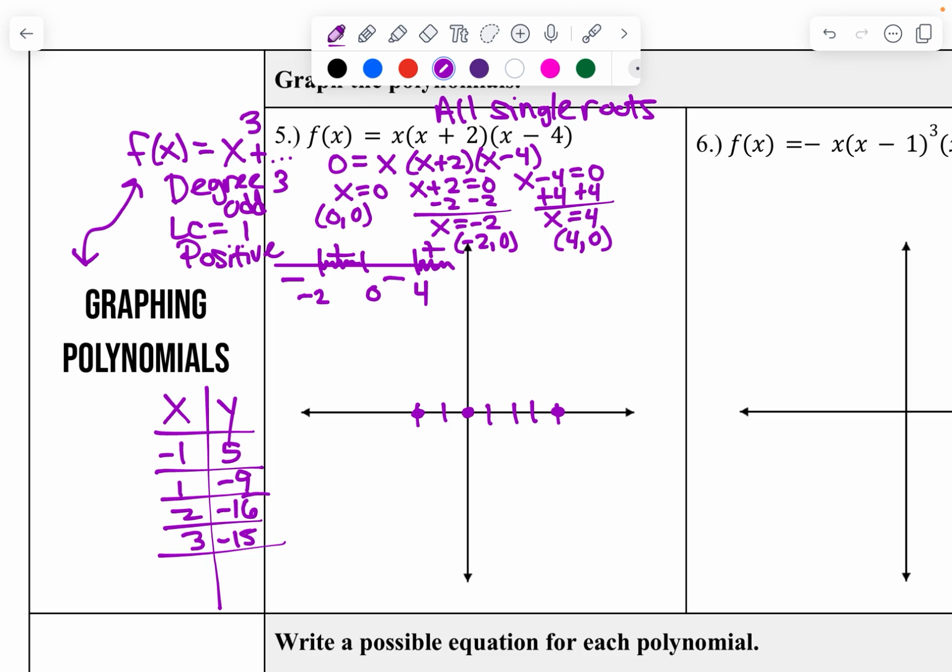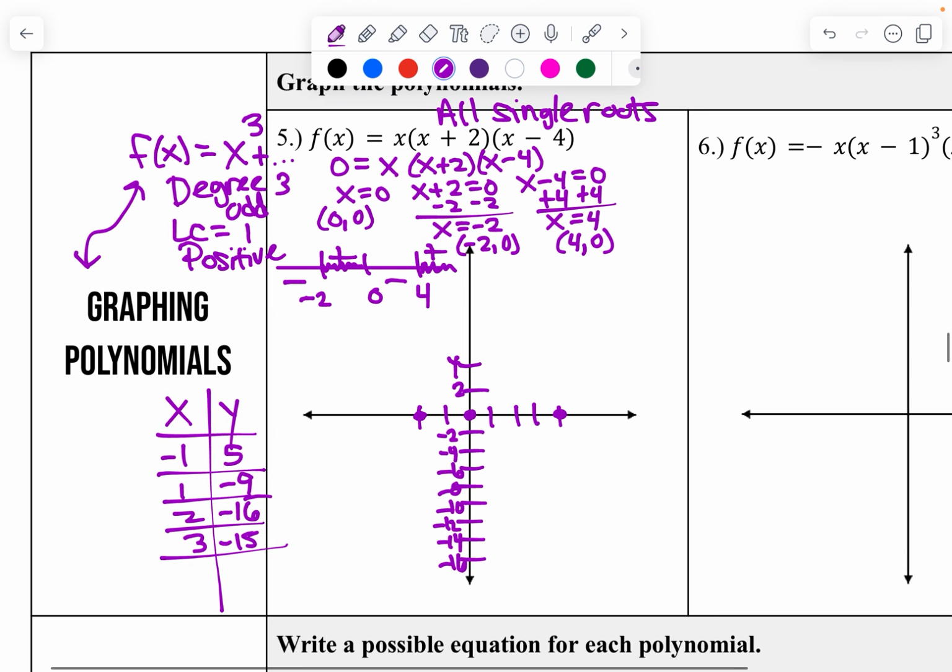All right, so I'm going to count by 2s to try and make this fit. So I'm going to, on the y-axis, so negative 2, negative 4, negative 6. Okay, so at negative 1, we go up to 5. Positive 1, we're down at negative 9. And then all the way down to the negative 16. And then up to negative 15, headed up to that 0.